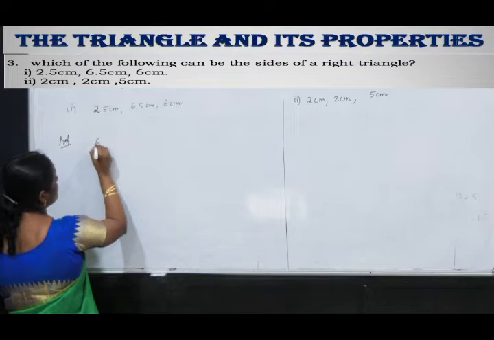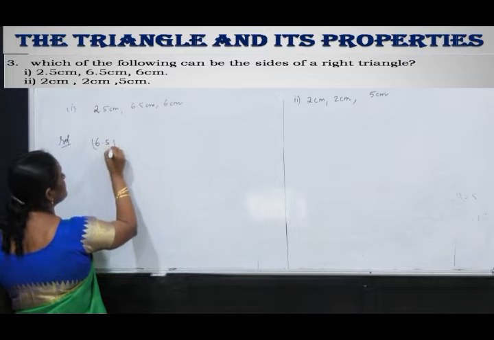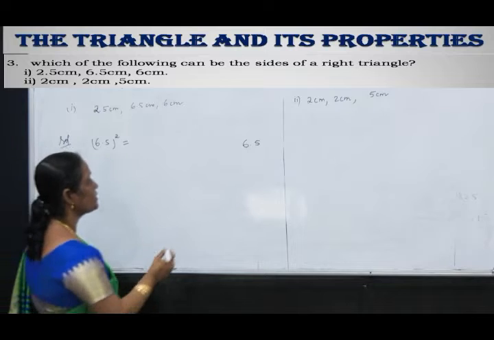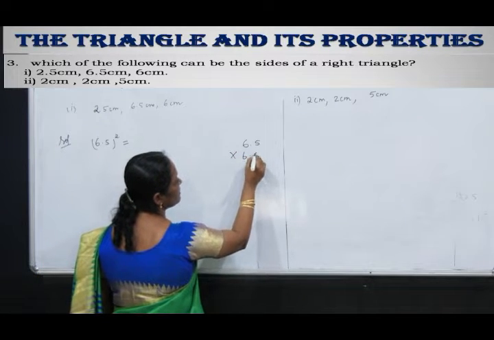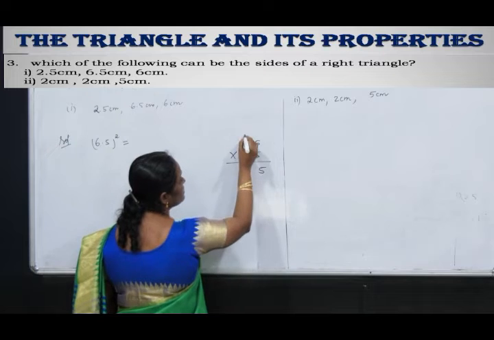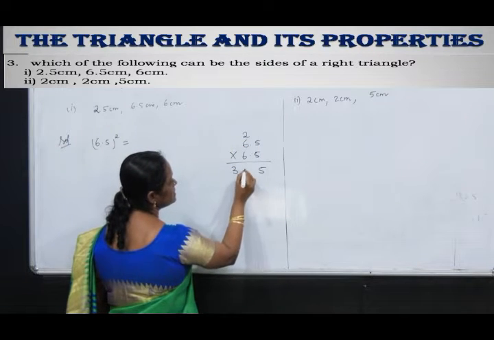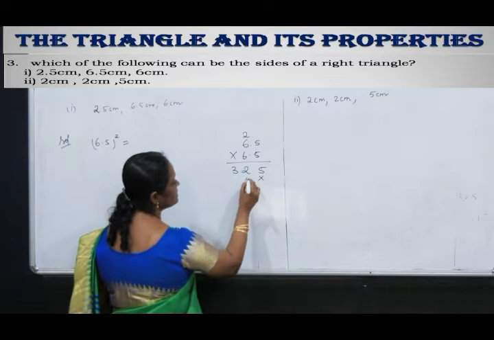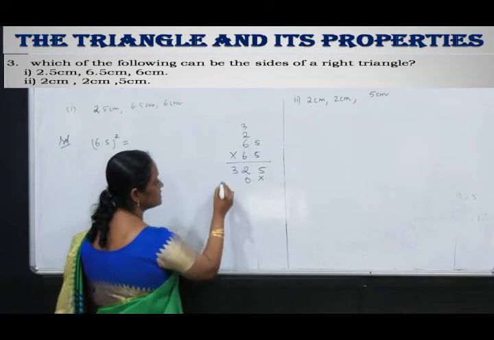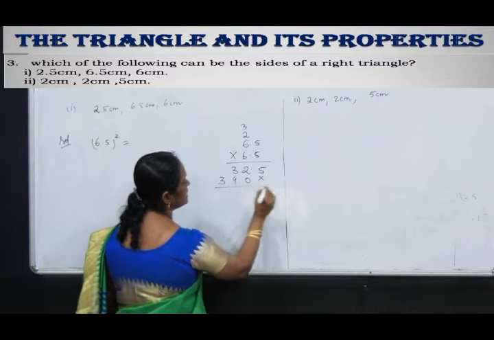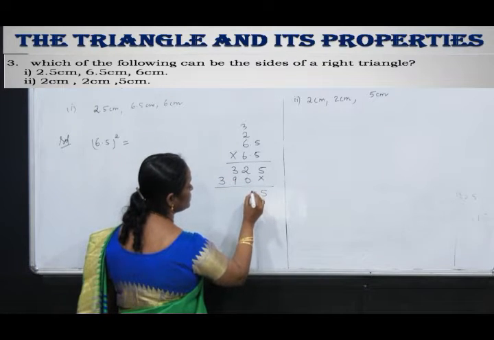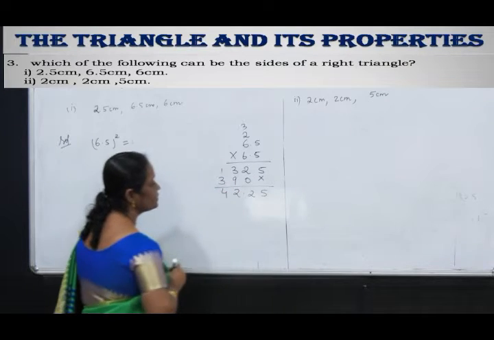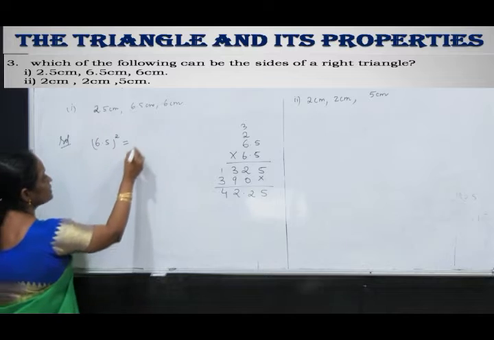So first we will find 6.5 square. What is the square of 6.5? 6.5 square is 6.5 into 6.5. 5 5s are 25, 2, 5 6s are 30, 30 plus 2 is 32. Next, 6 5s are 30, 3 remaining, 6 6s are 36, 36 plus 3 is 39, and so on. So the square of 6.5 is 42.25.